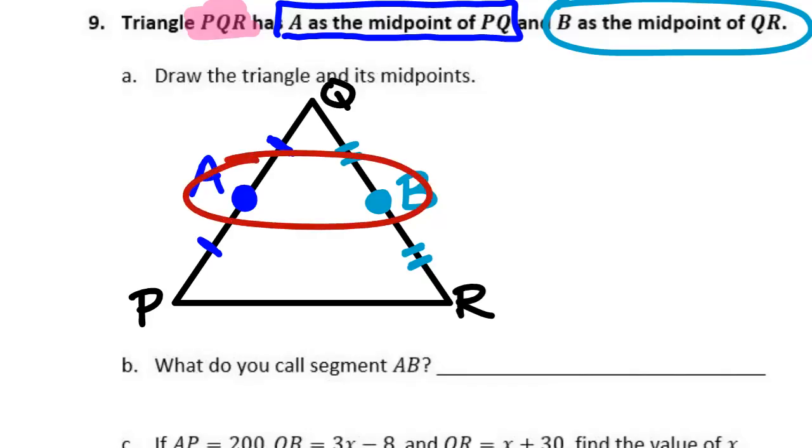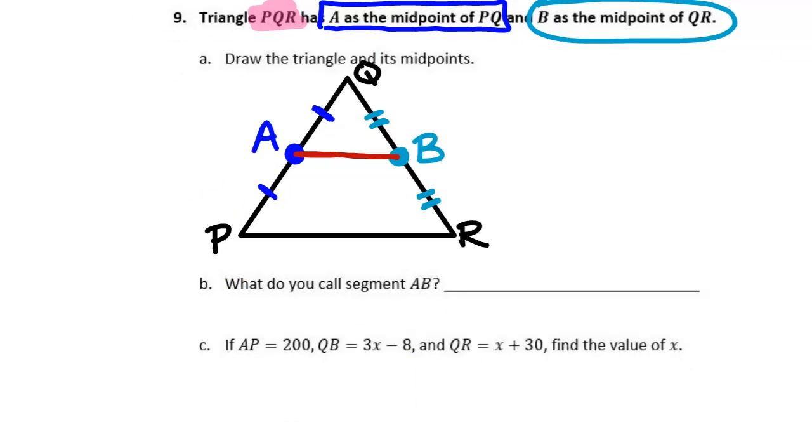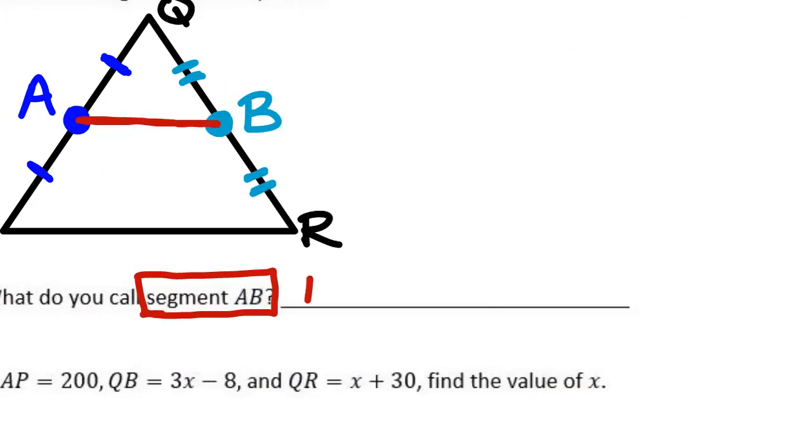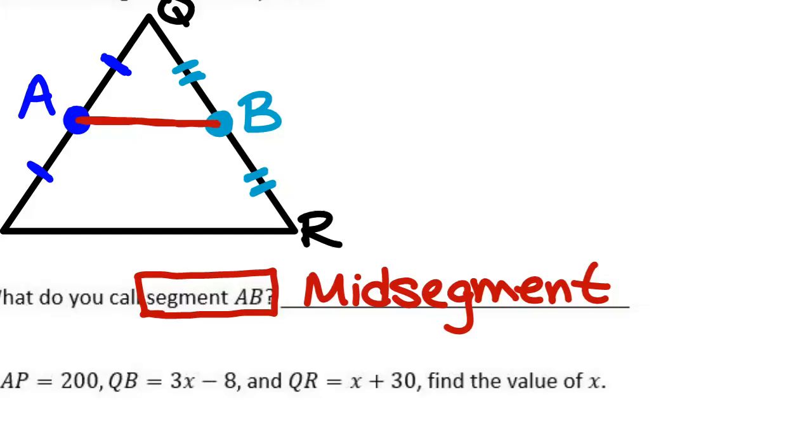Now, it doesn't say to do this, but if I have these 2 points right here, the natural thing I want to do is connect those 2 together. So I'm going to connect those 2 points together. And that is actually the very next thing that it asks me. What do you call segment AB? It connected 2 midpoints together. So what does it get called? Mid-segment. Midpoint connected to midpoint gives you a mid-segment.